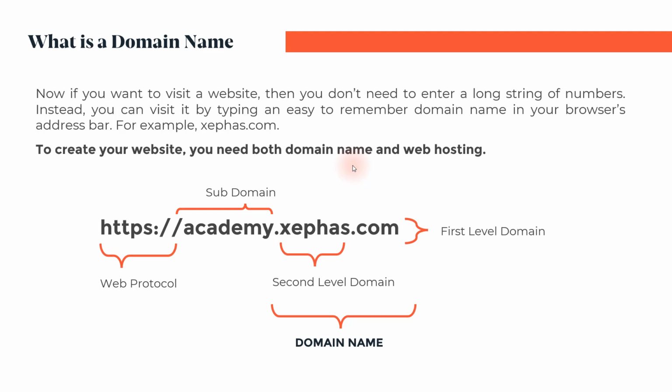So this is just an anatomy of a domain name. This is the domain name of this academy: academy.cephas.com. The HTTPS is a web protocol, while academy.cephas.com is a subdomain. The real domain name is cephas.com, where the .com is the first level domain and cephas is the second level domain.